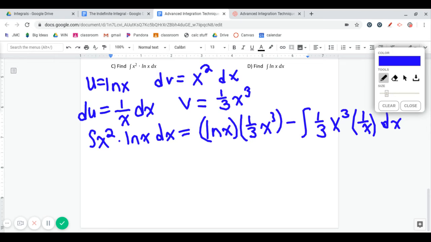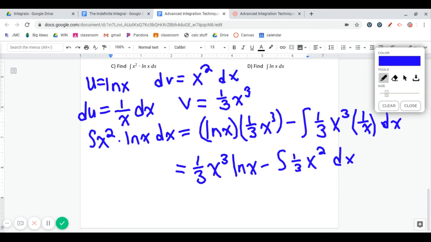Now let's simplify. I'm going to throw that 1/3 x cubed in front of the natural log of x, just for the sake of not having to write parentheses. 1/3 x cubed times the natural log of x minus, I'll simplify this first. This is the integral of 1/3 x cubed times 1 over x. This is going to end up being 1/3 x squared dx.